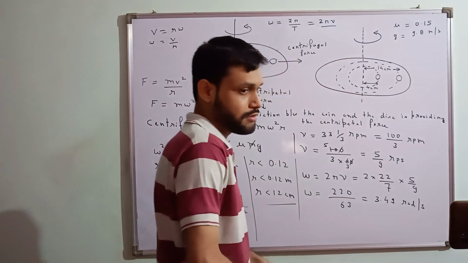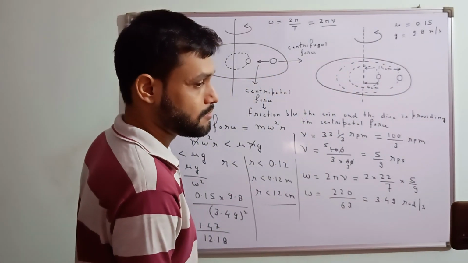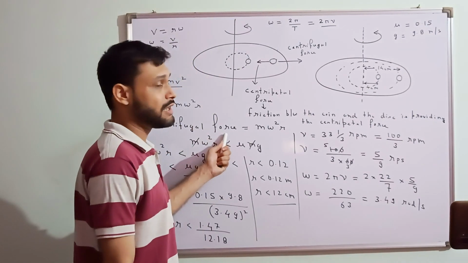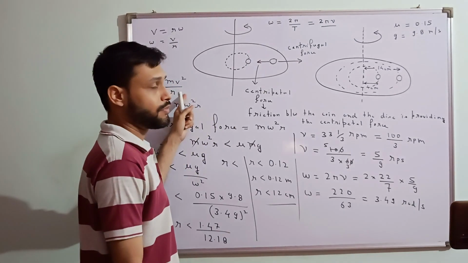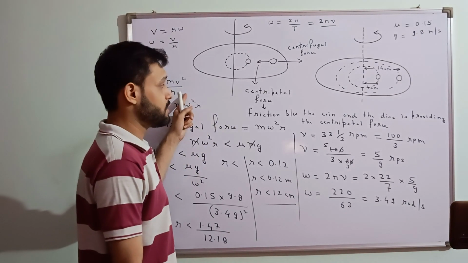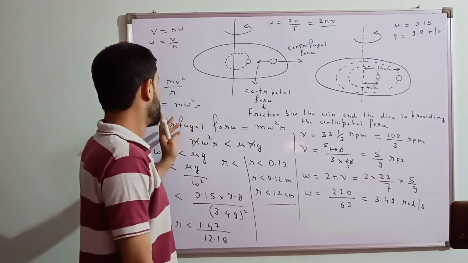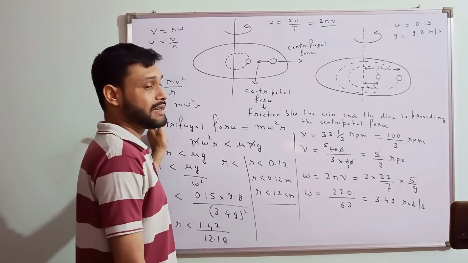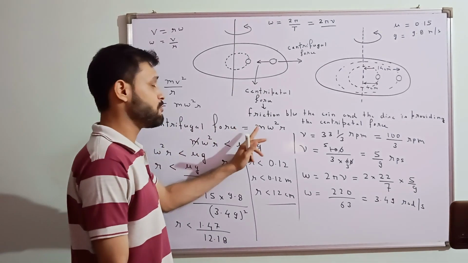Omega centrifugal force. See, this is centrifugal force. Centrifugal and centripetal force will be the same. Centripetal force will be mv square by r. And in an equilibrium situation, centripetal and centrifugal forces will be the same in magnitude. So this is the centrifugal force, or let's say centripetal force. It is m omega square r. Centrifugal force is m omega square r.